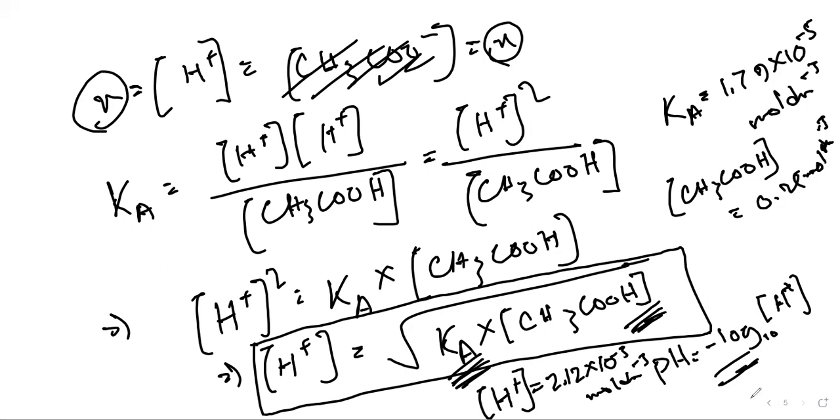The value should be somewhere around the logarithm of 2.12, multiplied with the negative sign, which gives 2.67. So the pH should be 2.67. That's basically it. Now let's move on to some comparison terms.